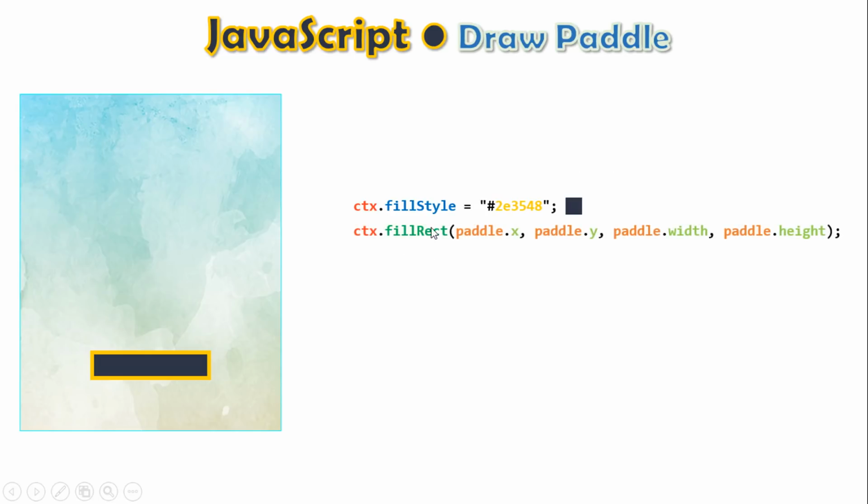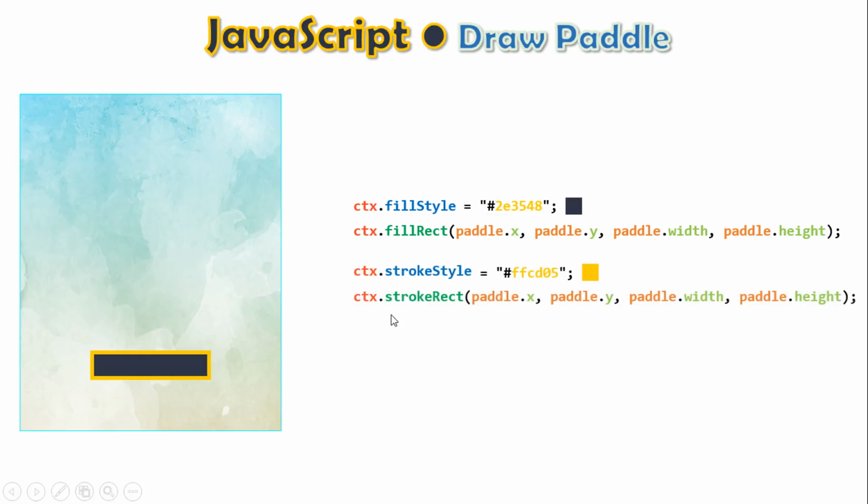Then I will use the fillRect method, which takes in these parameters: the paddle.x and y position, its width and its height. You can see here that I have a stroke. To draw that stroke, I will need to set the strokeStyle, which is the color, and then strokeRect, which will take in the same arguments as the fillRect. And I will put this inside a function called drawPaddle. This drawPaddle function will go inside our draw function.